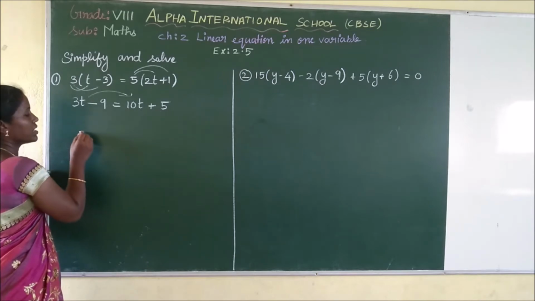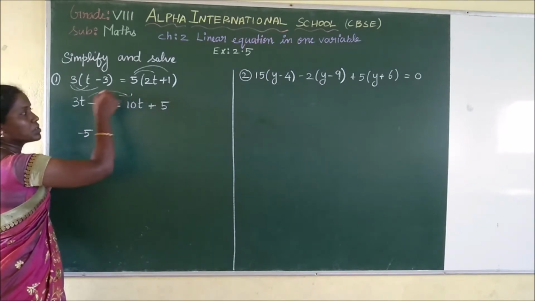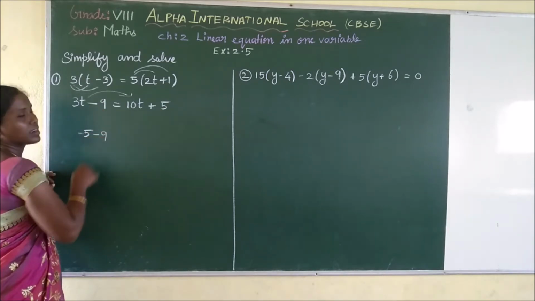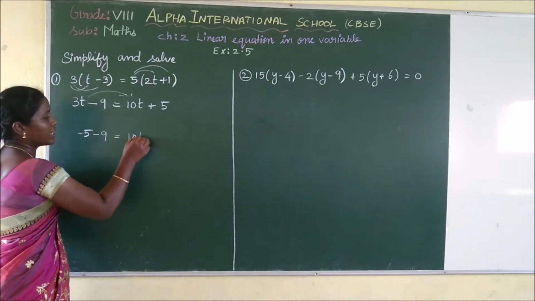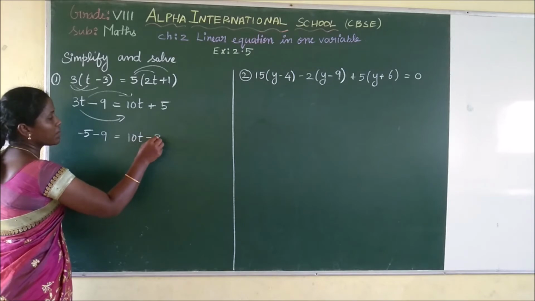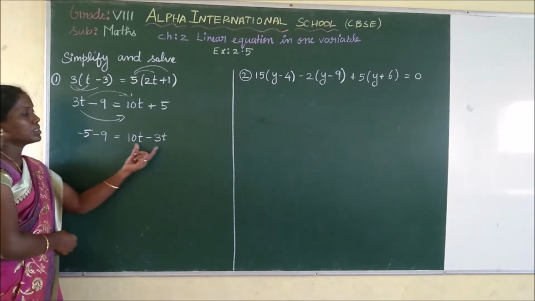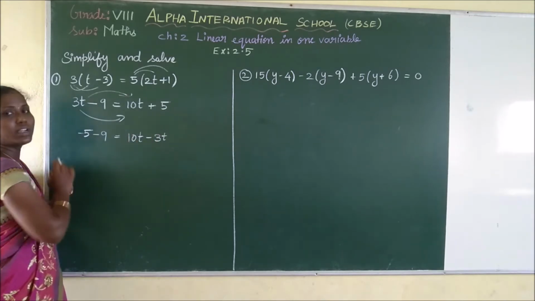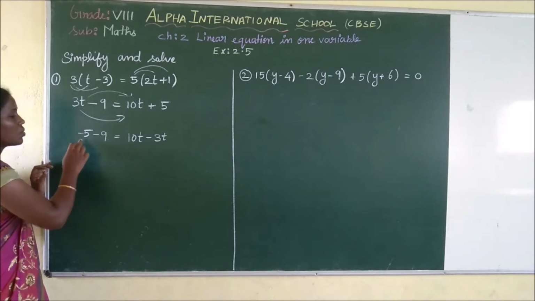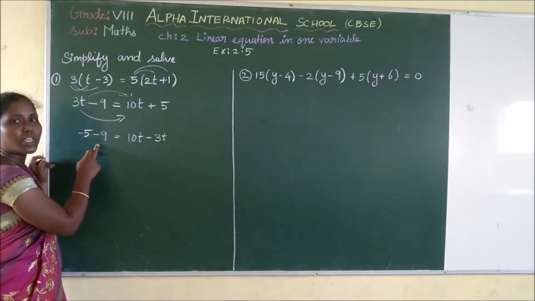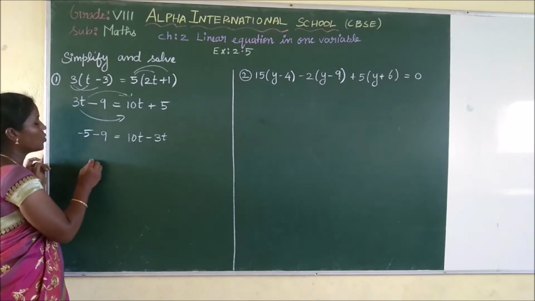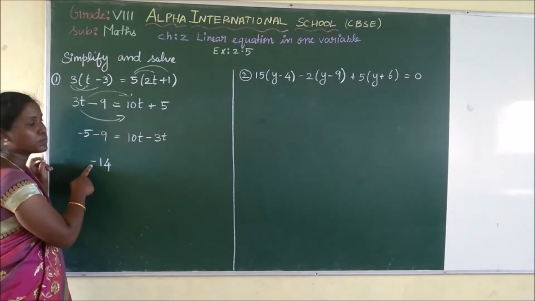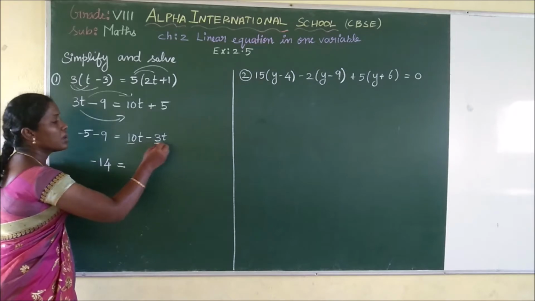Plus 5, if it comes here, it is minus 5. Plus means if it goes to the next side of the equation, it is minus. The other side is minus 5. Already here the number is minus 9, is equal to 10t plus 3t. If it comes down, it is minus 3t. So I am taking the variable terms t to the right hand side of the equation and the numbers to the left hand side. Minus 9 minus 5: same sign means you have to add it and put the same sign. So minus 14, 9 plus 5 is 14. The sign is minus. So minus 14 is equal to 10t minus 3t.